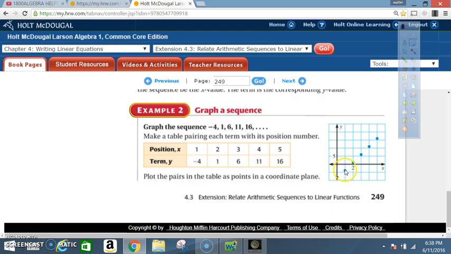Follow that? Alright, then the next value you got is x is 2 and y is 1. So x is 2 and y sits just above the line. Alright?